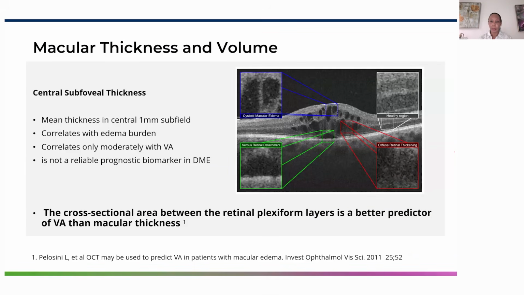When you're looking at the macular thickness and volume, the central subfoveal thickness is important, right? So that's your mean thickness in the central 1 millimeter subfield, because it correlates with how much edema is there. And it correlates moderately with the visual acuity, but it's not a reliable prognostic biomarker in diabetic macular edema, just looking at the thickness alone. What you have to look at is a cross-sectional area within the retina, and that is actually a better predictor of visual acuity than just looking at the macular thickness.